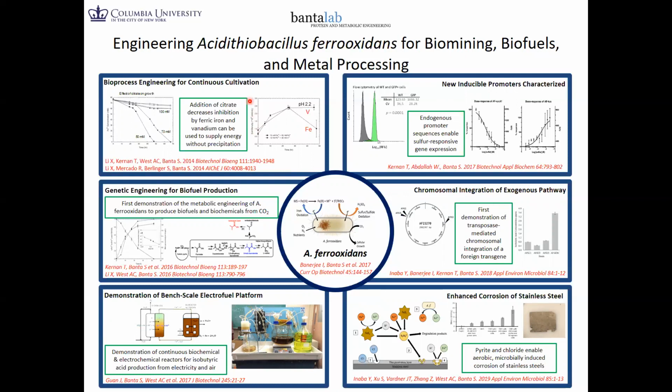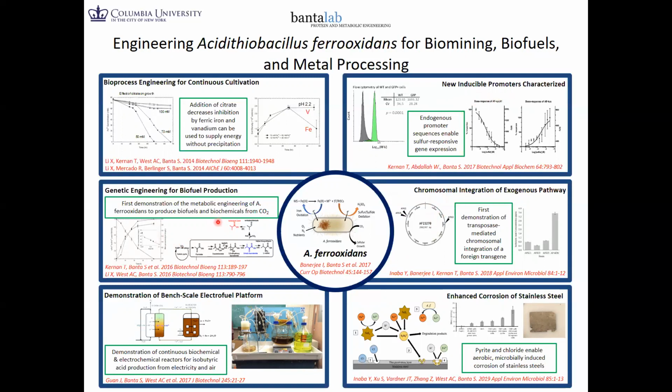We've been able to better understand and characterize its growth on different metals, and adding chelators to help prevent the inhibition by ferric iron as it oxidizes the ferrous iron. We've been able to grow the cells with vanadium as an electron donor. We've been able to do a bunch of genetic modification of this. We've established new promoter sequences to drive exogenous gene expression. We've been able to integrate foreign genes into the chromosome of the bacterium.